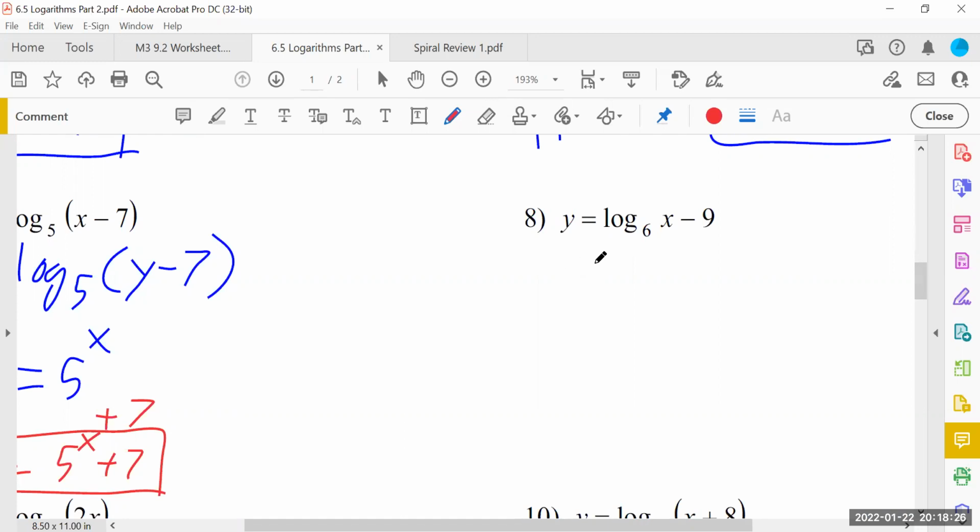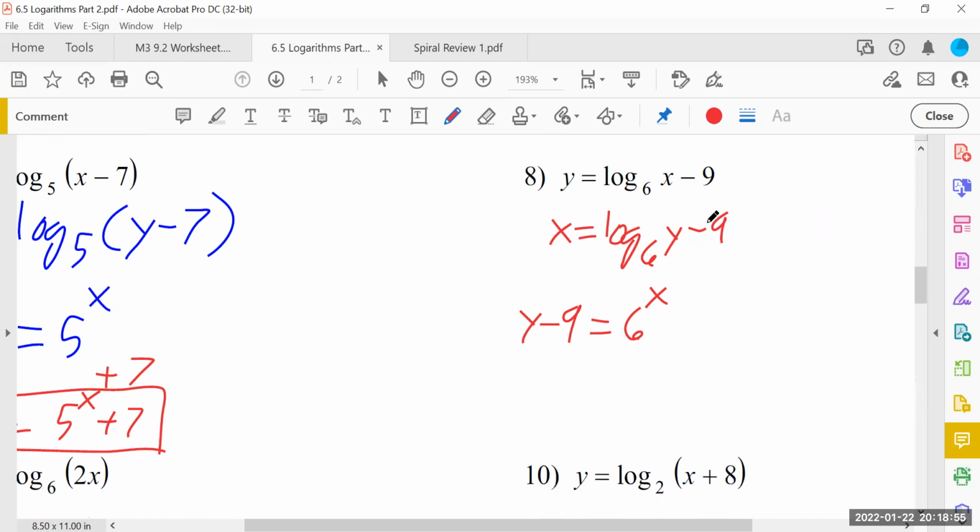Number 8, switch the x's and y's. X is equal to log base 6 of y minus 9. Six comes down, 6 to the x power is equal to y minus 9. Here, I do have one extra step here. Now, actually, looking at that one again, this one's not the greatest problem. They did not put that in parentheses. I was kind of assuming it was.